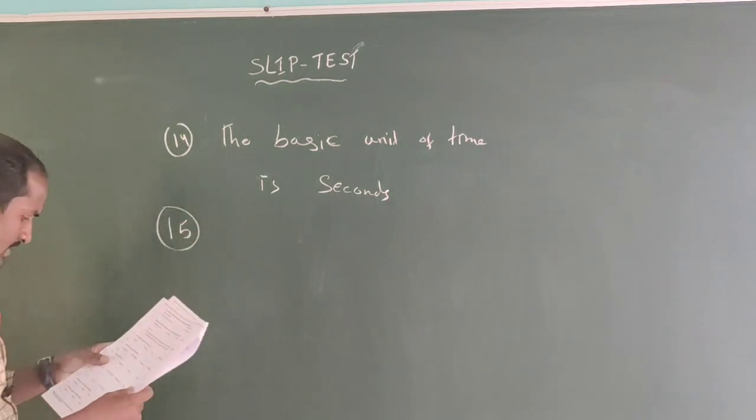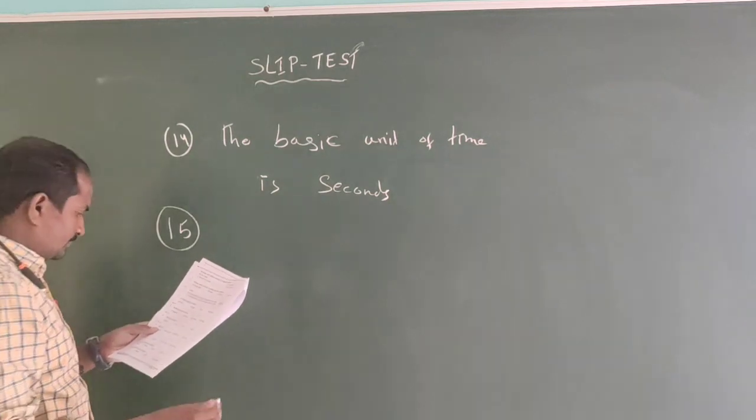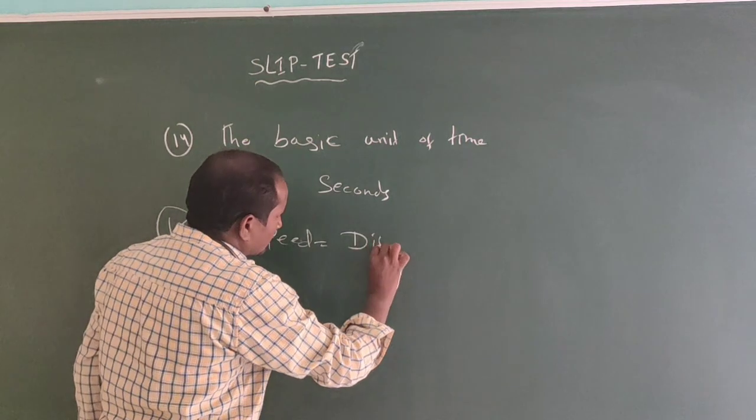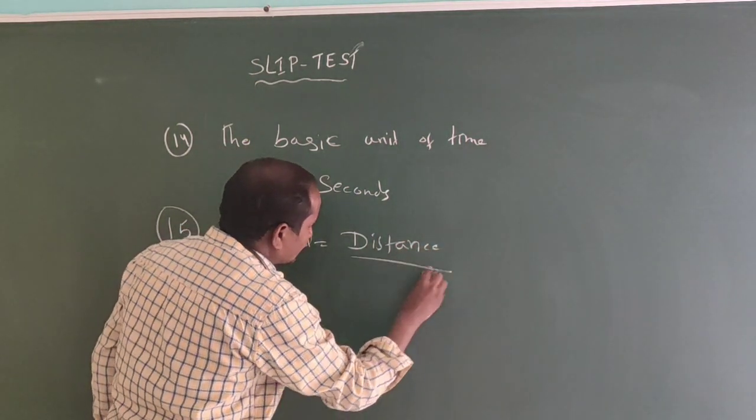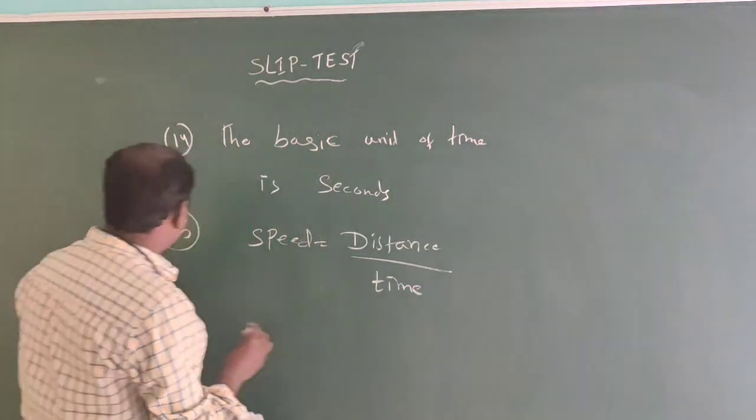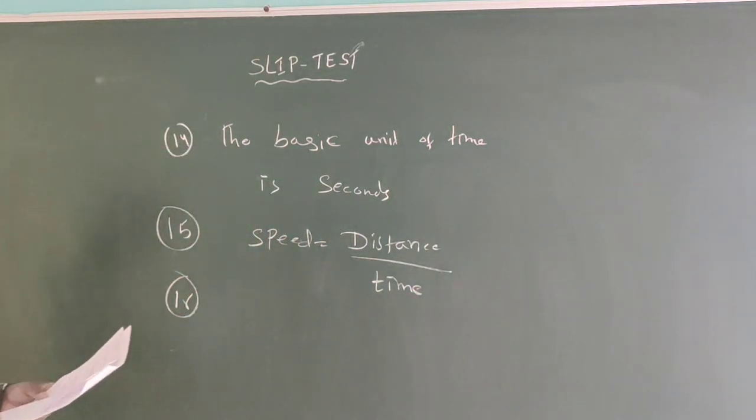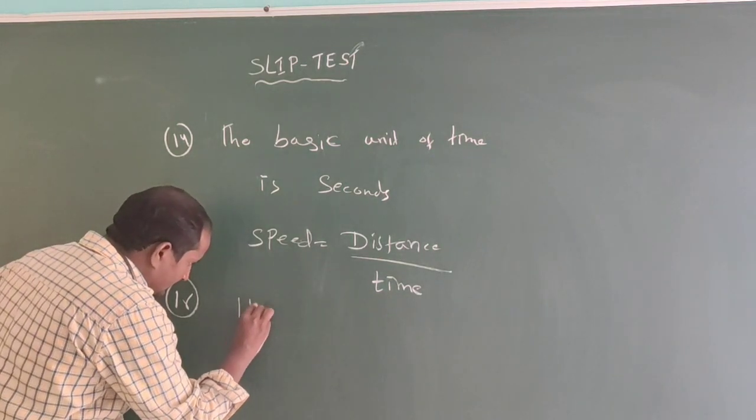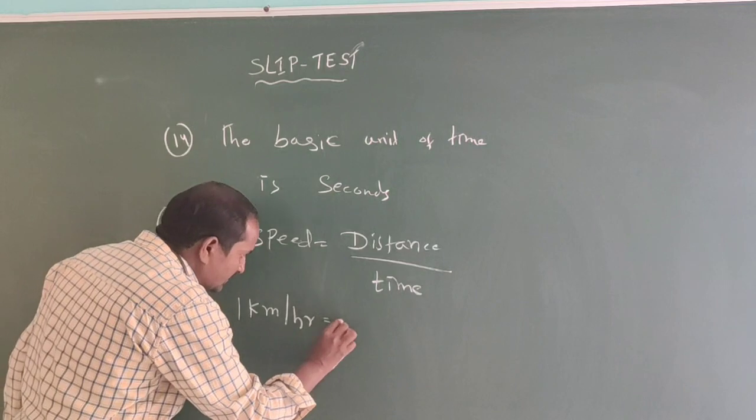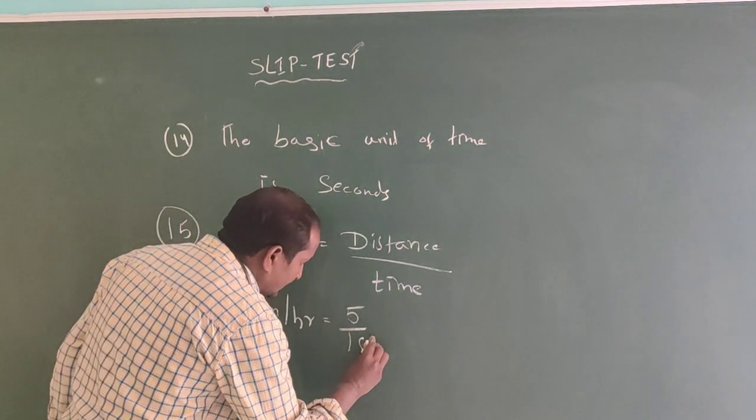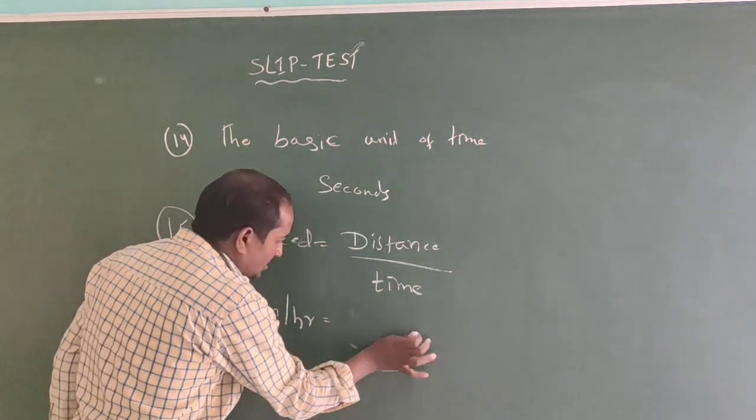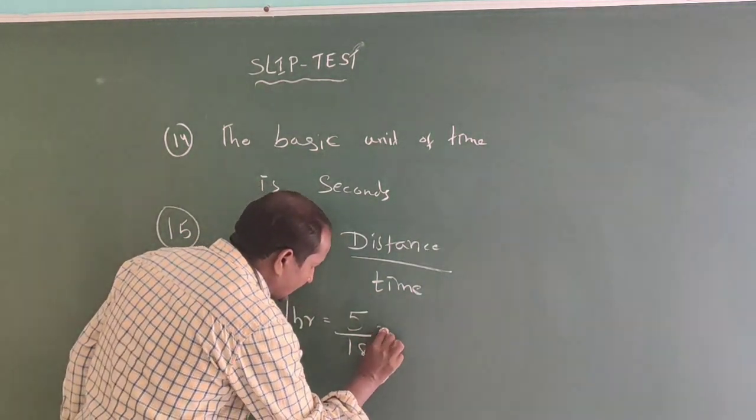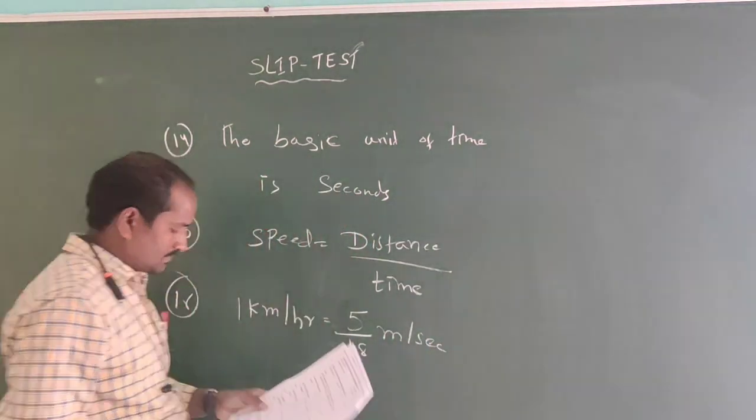15th one, speed equal to distance by time. 16th, 1 kilometer per hour equal to 5 by 18 meter per second. 1 kilometer per hour is equal to 5 by 18 meter per second.